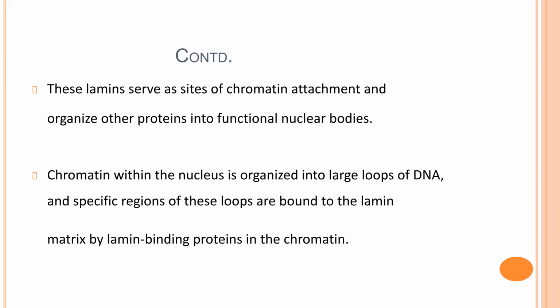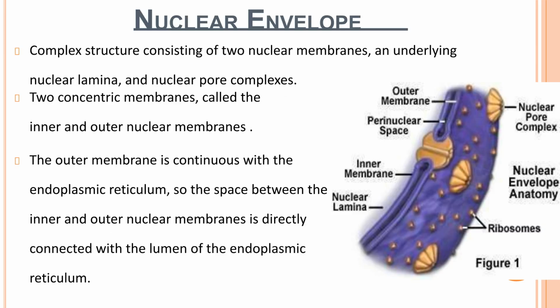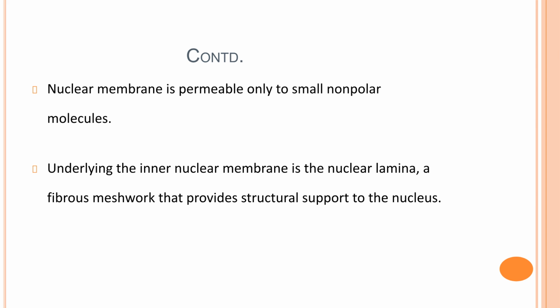The nuclear envelope is a complex structure with two concentric membranes, inner and outer, an underlying nuclear lamina, and nuclear pore complexes. The outer membrane is continuous with the endoplasmic reticulum. The nuclear membrane is permeable only to small nonpolar molecules. The nuclear lamina is a fibrous meshwork underlying the inner membrane, providing structural support to the nucleus. The nucleus serves as the repository of genetic information and the cell's control center. Its presence allows gene expression to be regulated by post-transcriptional mechanisms, like alternative splicing, and at the level of transcription.